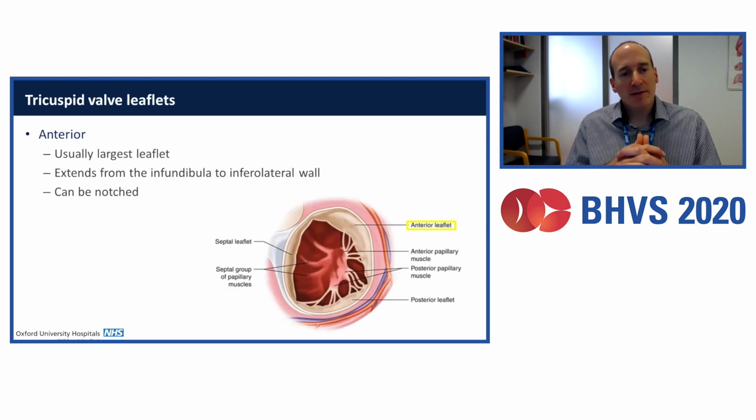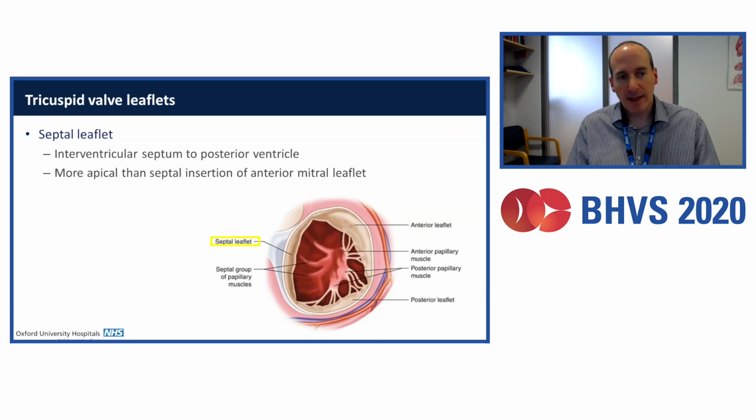Just thinking about the three leaflets of the tricuspid valve, the anterior leaflet is usually the largest. It extends from the right ventricular infundibulum, just anterior to the aortic valve, round and across to the infralateral wall. It's the largest leaflet, but it can often be notched, and sometimes it can appear to have a cleft, and there have been reports of pairs of anterior leaflets in some patients.